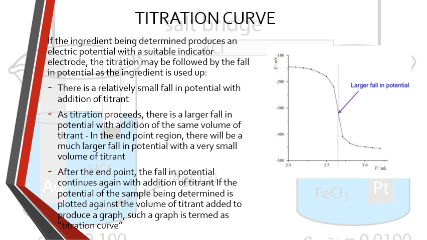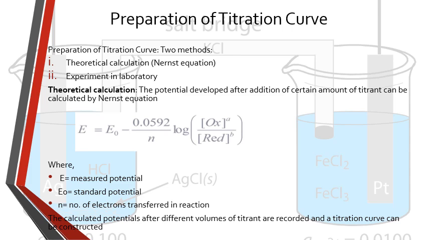After the endpoint, the fall in potential continues again with addition of titrant. If the potential of the sample being determined is plotted against the volume of titrant added to produce a graph, such a graph is termed a titration curve. A titration curve is a graphical representation of the change in concentration of a particular ion or compound in a solution as a titrant is added during a titration.